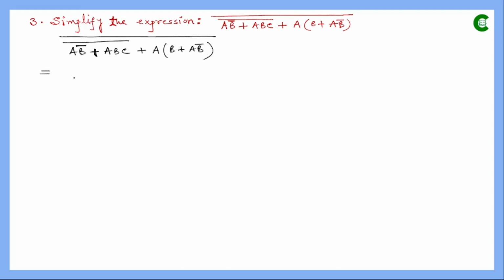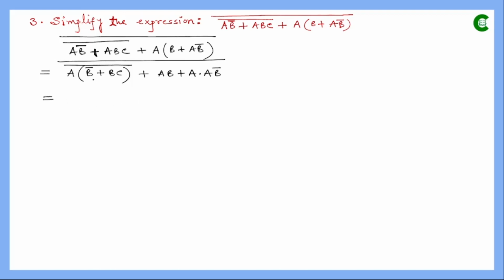Now in the first step, what we can do is, between these two variables, this A Boolean variable is common. So that will be taken as common. So as second term, we will have B bar plus BC, and then we have this complement. And in the second term, we have AB plus A and then AB bar. And then we have this whole complement.